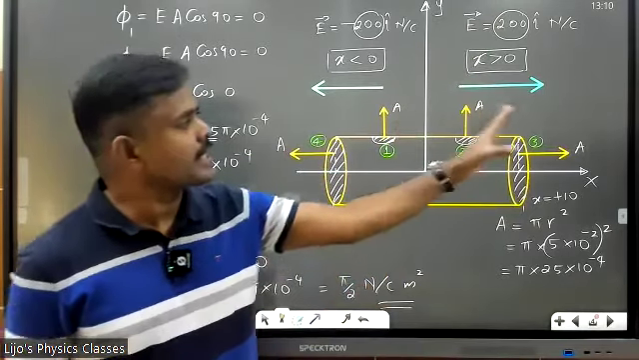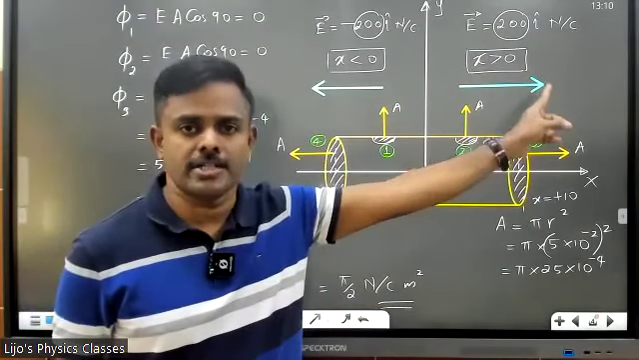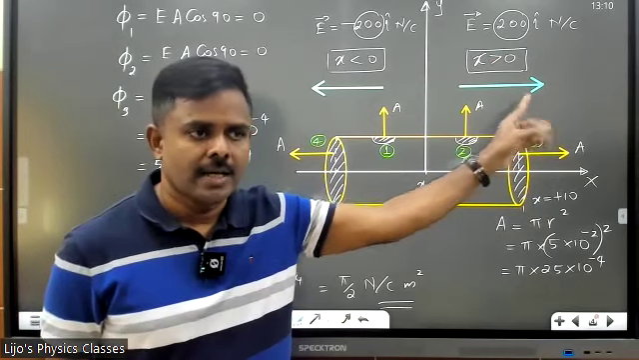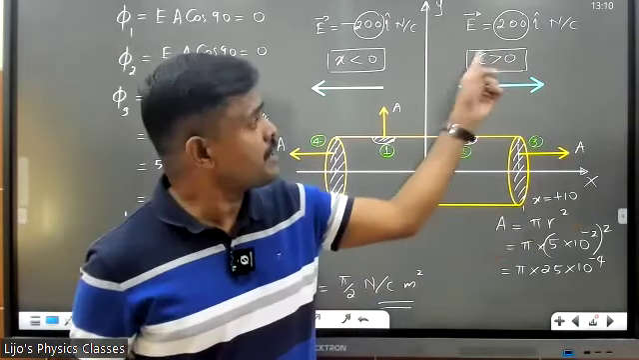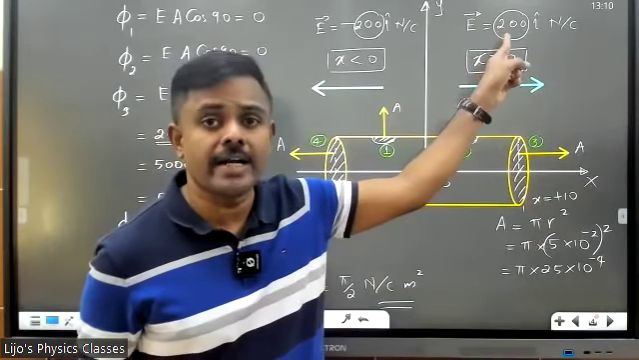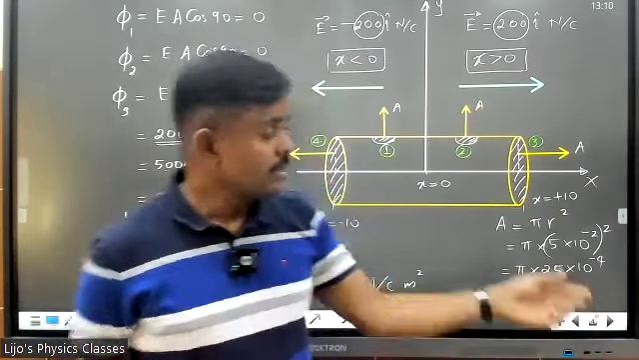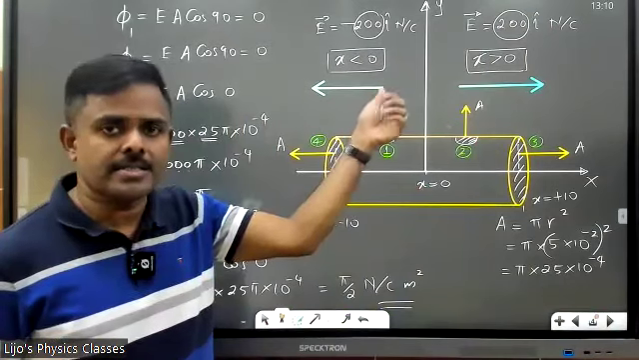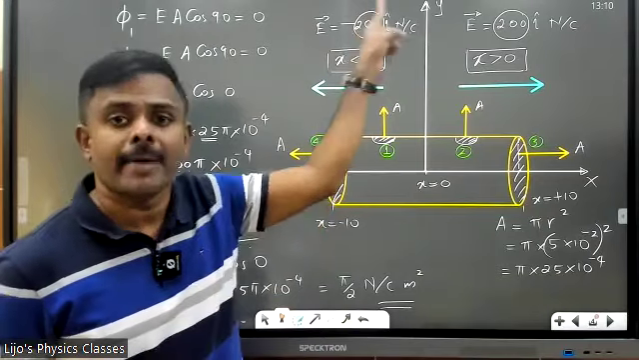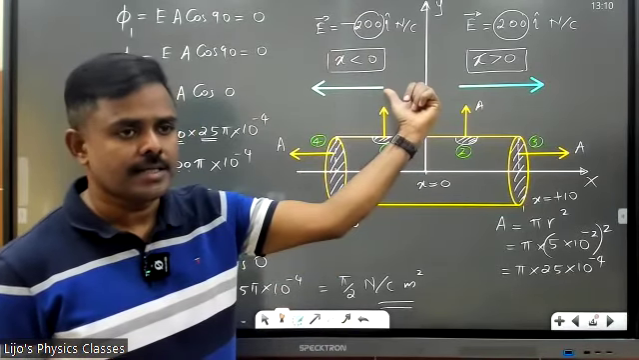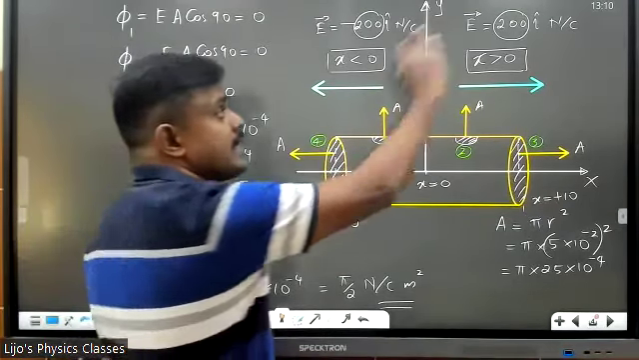Understood? Just draw the electric field line. So they have given 2 hints here. Number 1, x greater than 0. X greater than 0 means x is positive. That means it is to the right of the origin. To the right of the origin, electric field is 200 I cap. I cap means it is to the right. The next, x less than 0, that place is to the left of origin. Left of origin, electric field is 200 into minus I cap. Minus I cap means it is to the left.